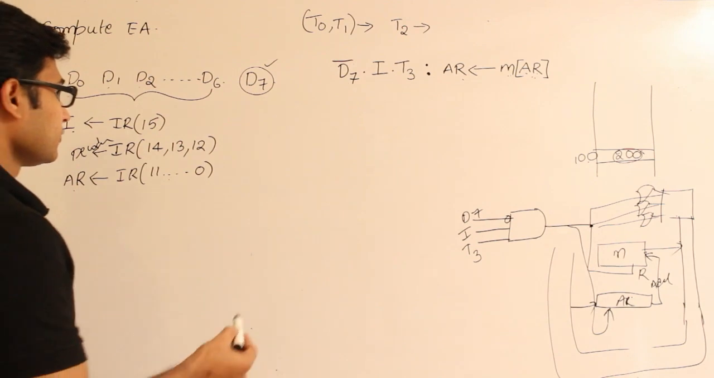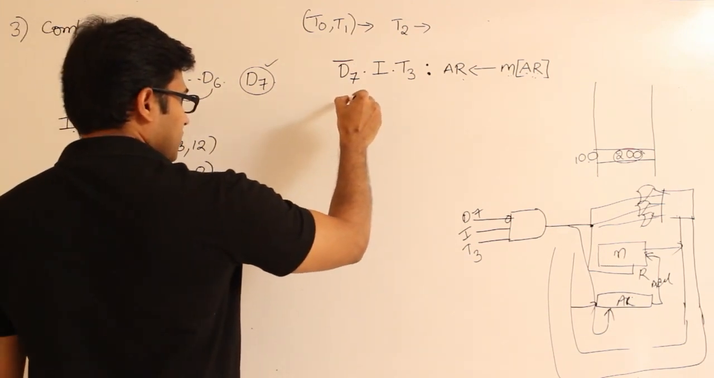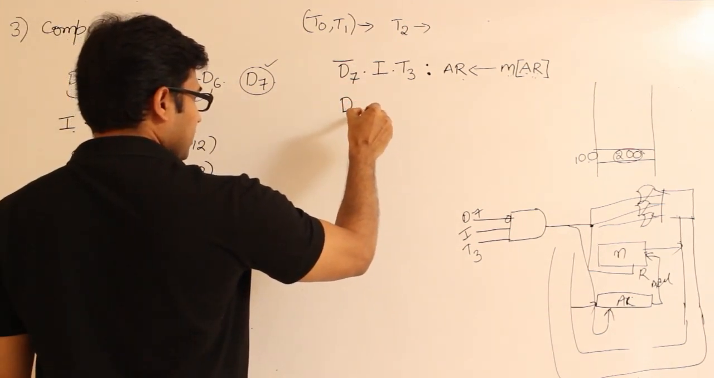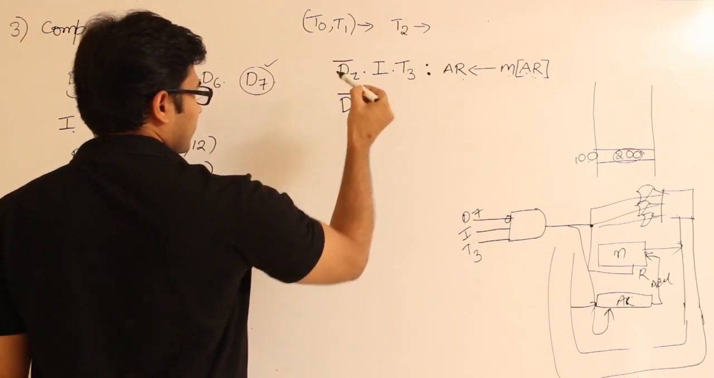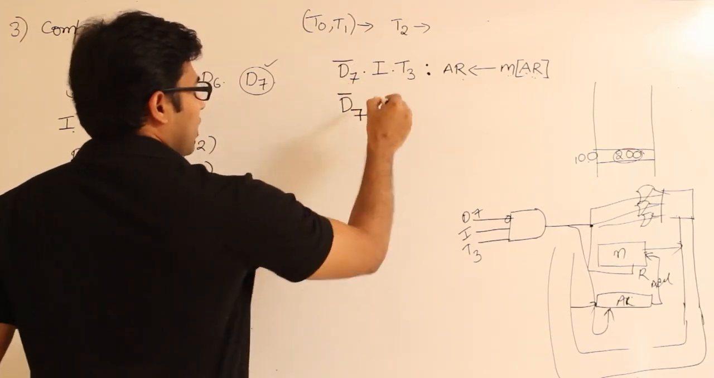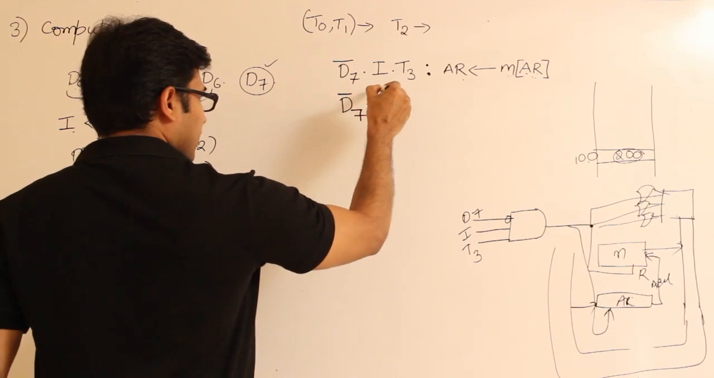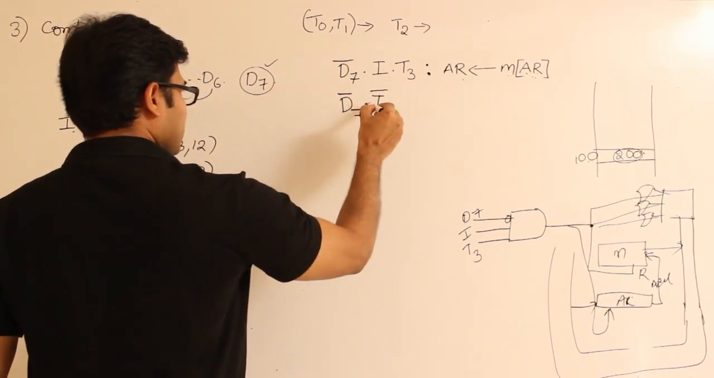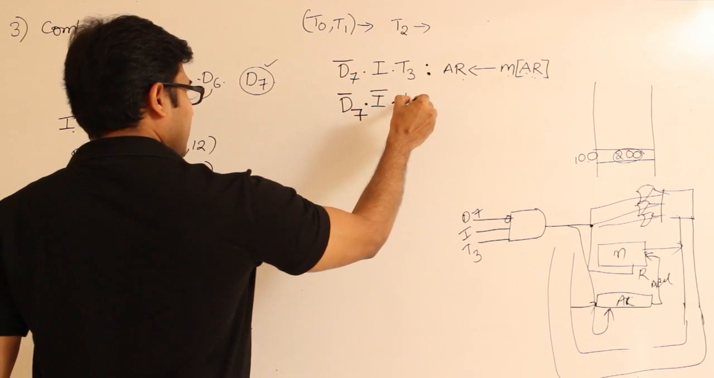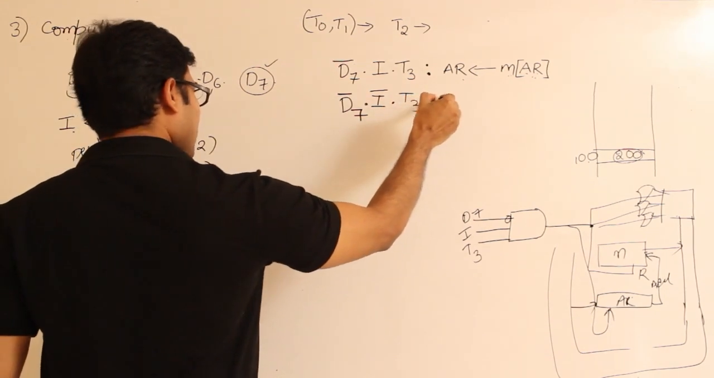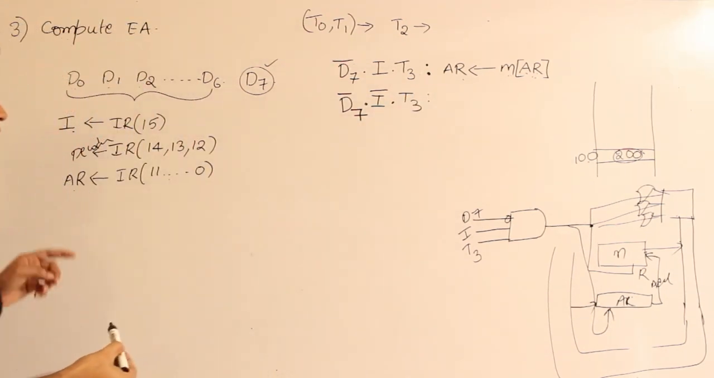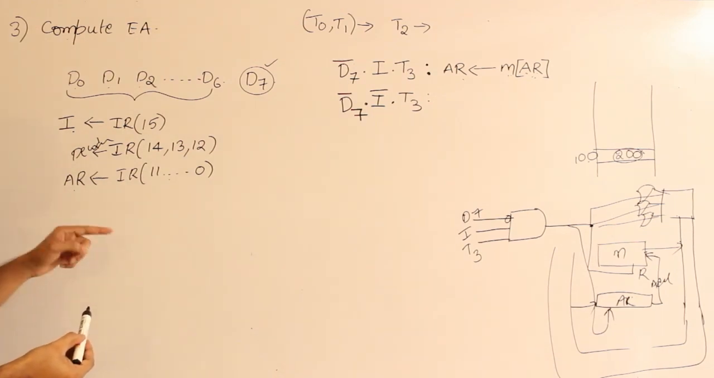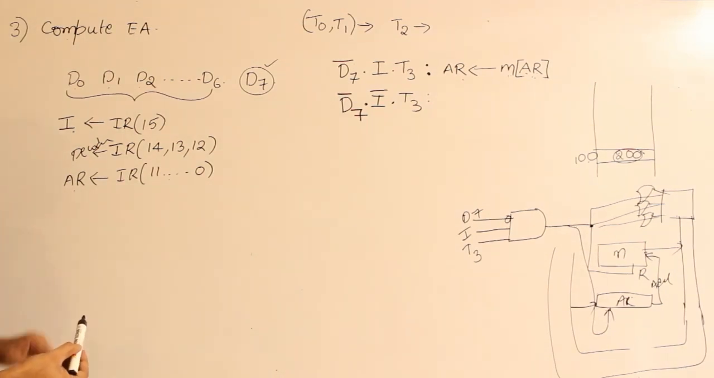Now what if I is not 1? What if I is 0? Which means the instruction is a memory reference instruction itself. Now I is 0. So if I is 0, I am just writing this I prime, and now if the timing signal is T3, what does this mean? It means that the instruction is memory reference and the address given is direct address.